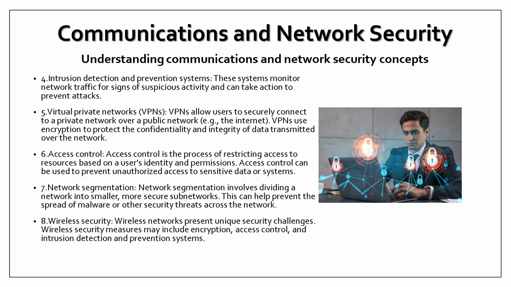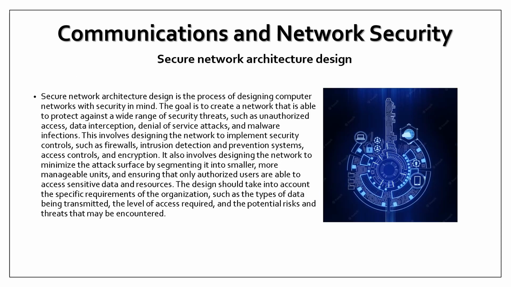7. Network segmentation. Network segmentation involves dividing a network into smaller, more secure subnetworks. This can help prevent the spread of malware or other security threats across the network. 8. Wireless security. Wireless networks present unique security challenges. Wireless security measures may include encryption, access control, and intrusion detection and prevention systems.